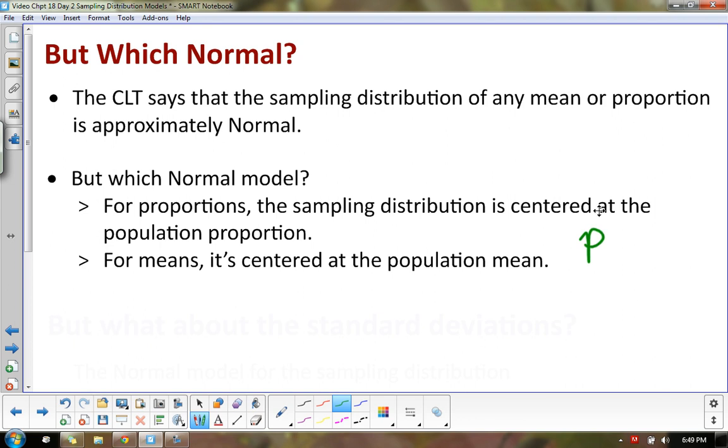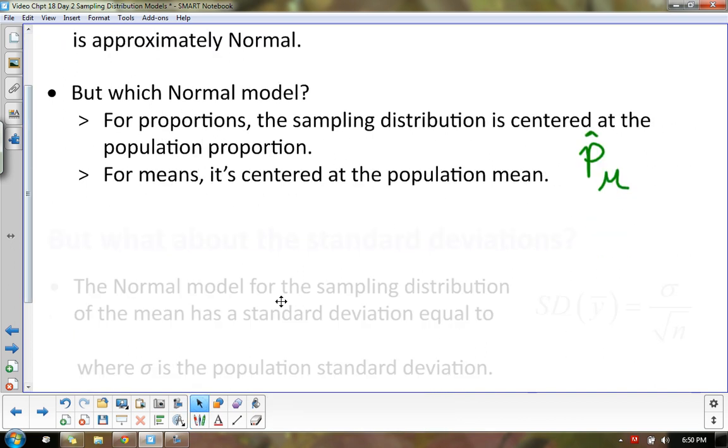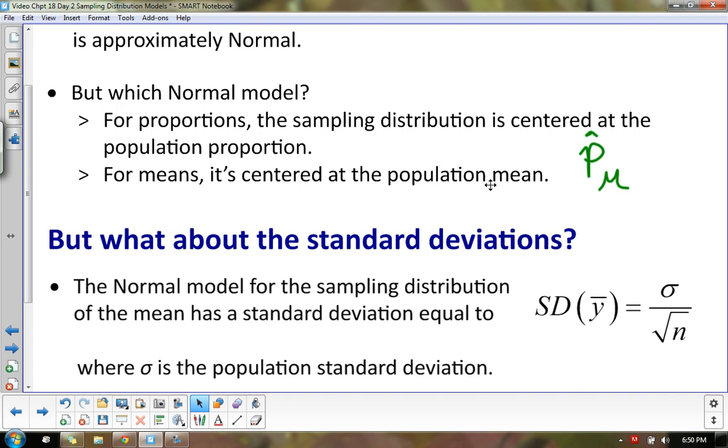Okay? And technically, when we're talking about a population, population is P hat. For means, it's centered at the population mean, which is our mu. Now, we're going to be, again, focusing mainly here on P for this unit. But what about the standard deviation?